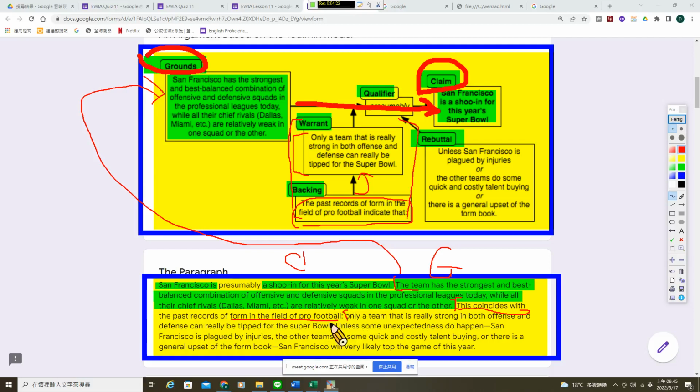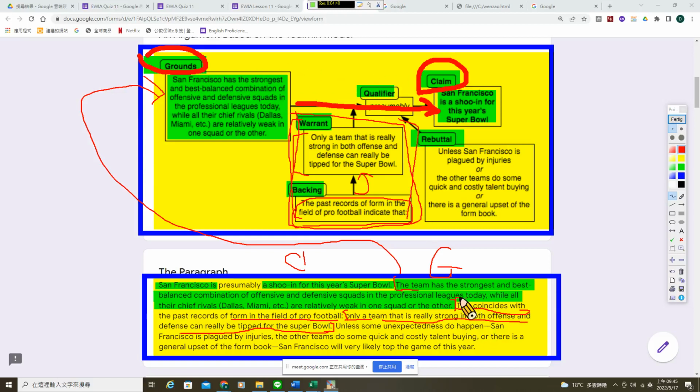This is the warrant. Only a team that is really strong in both offense and defense can really be tipped for the Super Bowl. So you see, starting from here, this is the warrant, this is backing. Combined together, they provide a logical link between grounds and the claim.